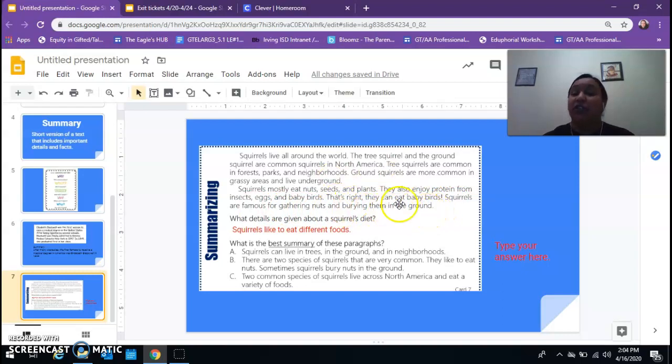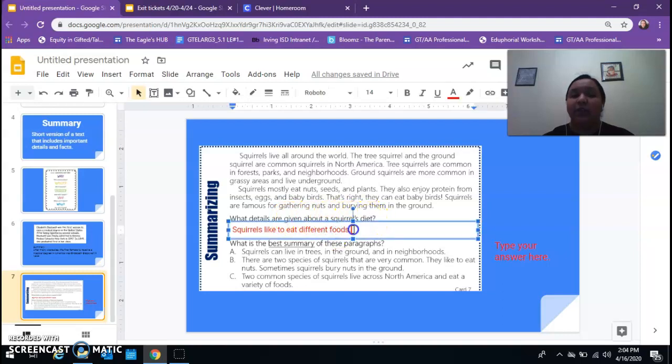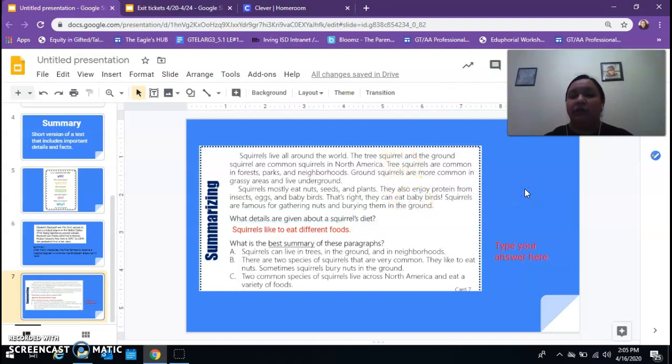Okay, so that's a lot of information. So this is a two-part question. So my first question is, what details are given about a squirrel's diet? So I looked at the paragraph that talked about the diet. Which paragraph do you think talked about the diet? Pause your video right now and see if you can figure it out. Okay, if you pick paragraph 2, you're right. Paragraph 2 talks about the different food that they eat.